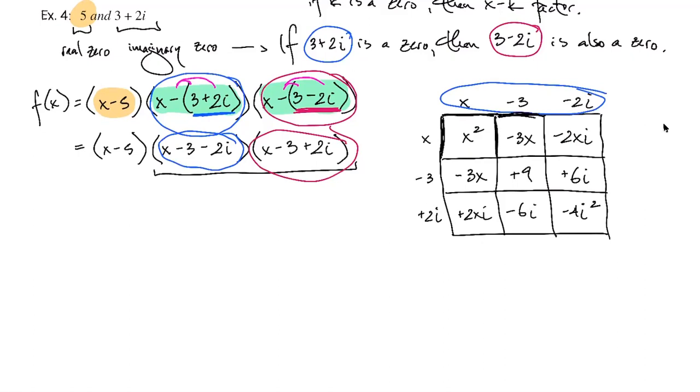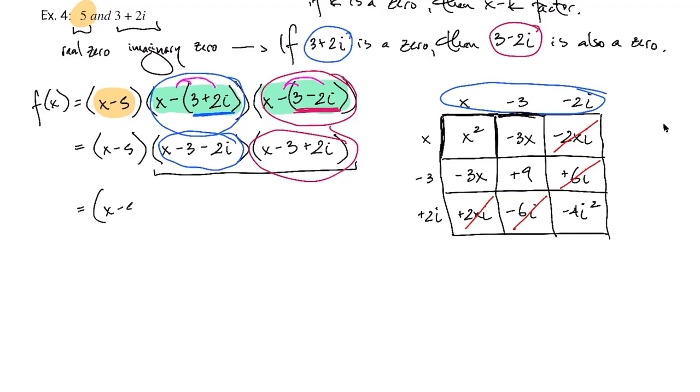For me, what I like about this is all my common terms are on the diagonal, so it's super easy for me to add them. But let's see what we can combine. I see that negative 2xi and 2xi cancel each other out. I see that 6i and negative 6i also cancel each other out.